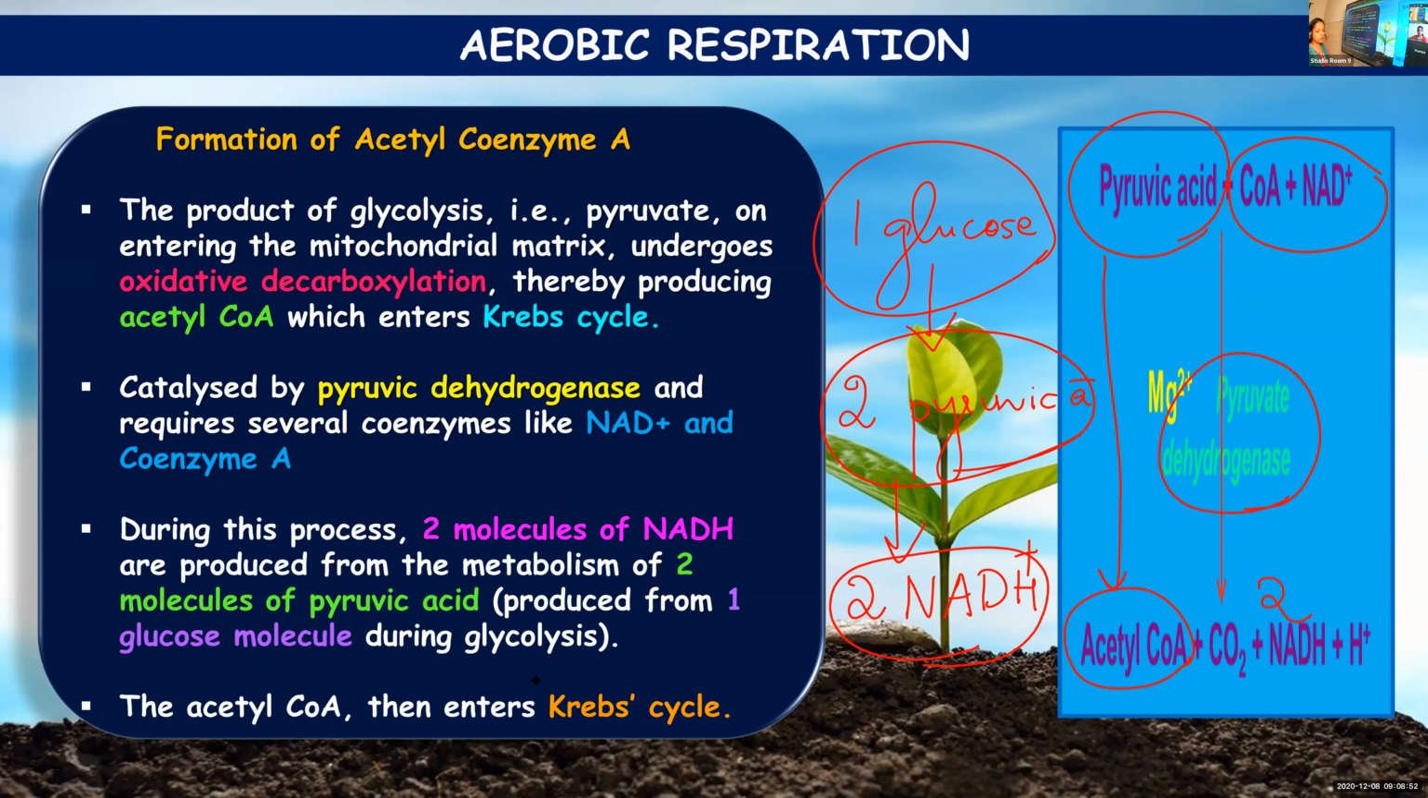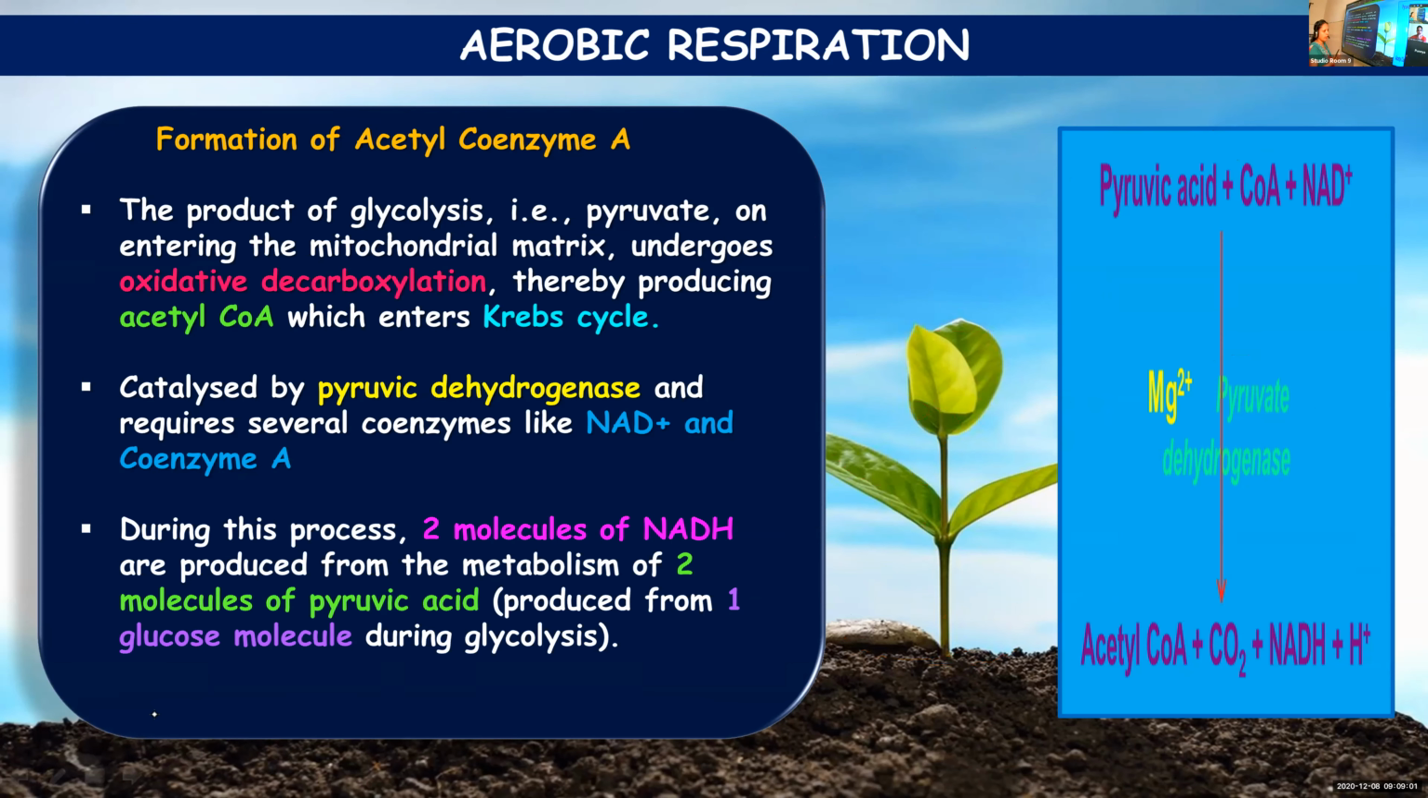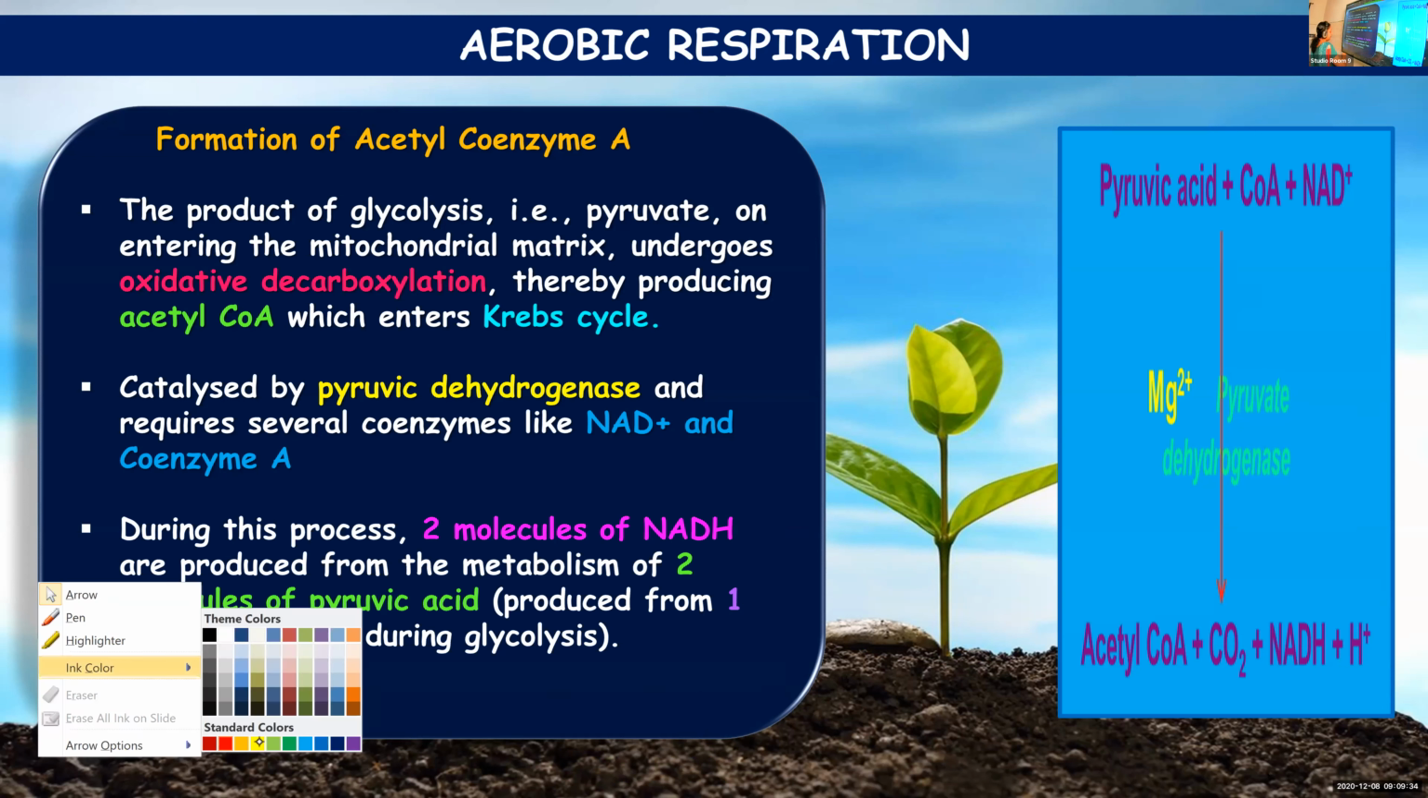So once again, I'll tell you. Here what they have mentioned is how acetyl coenzyme A is formed. Acetyl coenzyme A is a molecule which will be entering the Krebs cycle. Before that, the products we have got as a result of glycolysis are two molecules of pyruvic acid. Now, this pyruvic acid, upon reaching the mitochondrial matrix, will get converted to acetyl coenzyme A, and it is this acetyl coenzyme A which will enter the Krebs cycle, the next cycle.